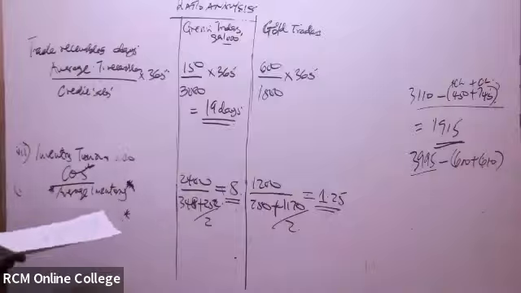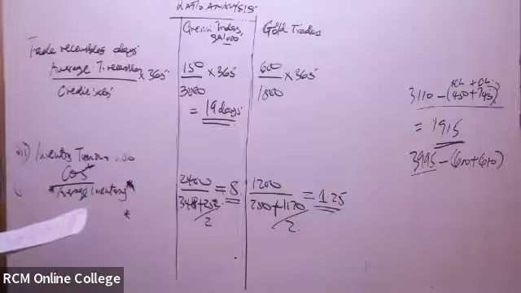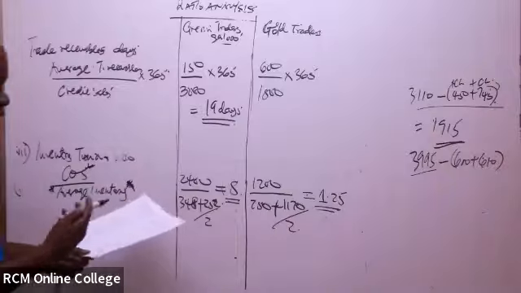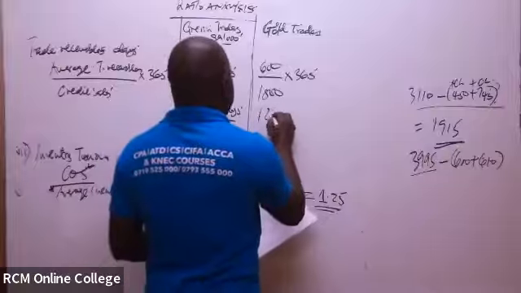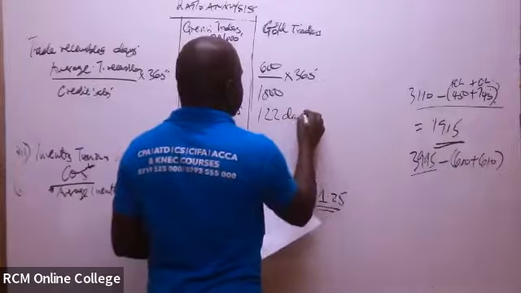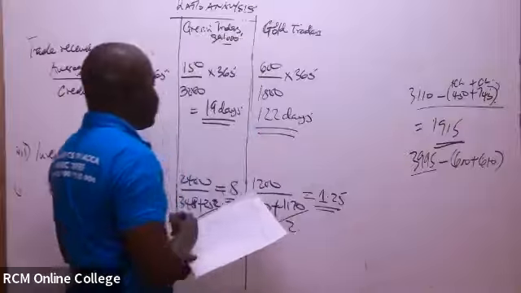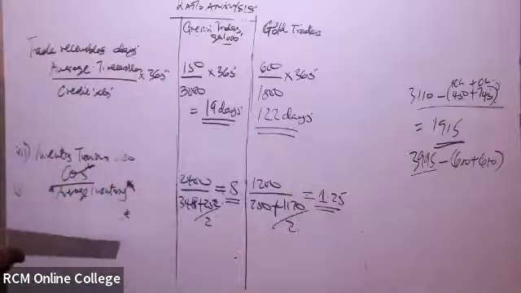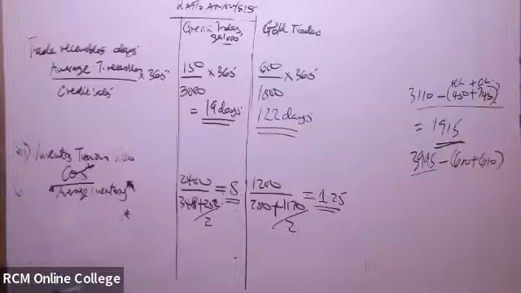What about gold traders? 122 days. So these ones take a very long period of time. The performance in terms of collection from debtors in gold traders is very poor. They take on average 4 months to collect from their debtors.